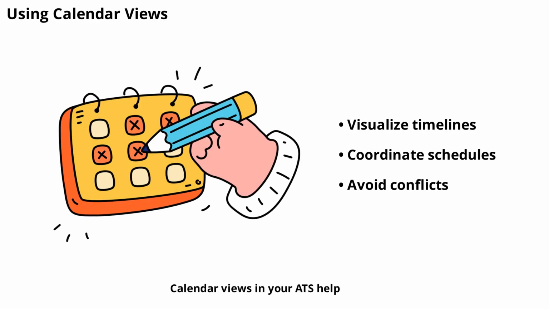Calendar views in your ATS help you visualize project timelines and deadlines. You can see all tasks, milestones, and events in a single view, making it easier to plan and coordinate work. Encourage your team to use the calendar to manage their schedules and avoid conflicts. Calendar integration with your ATS can further streamline planning and time management.